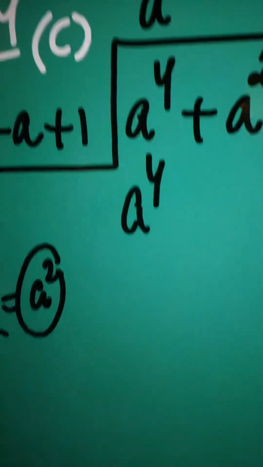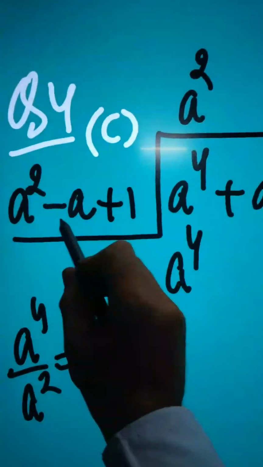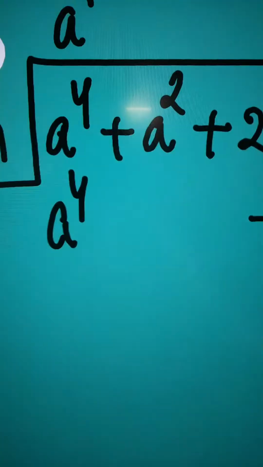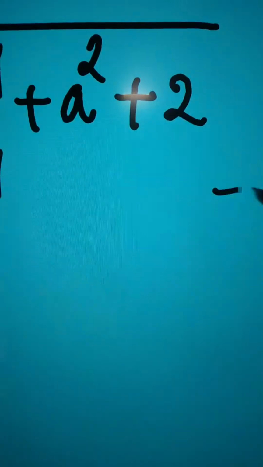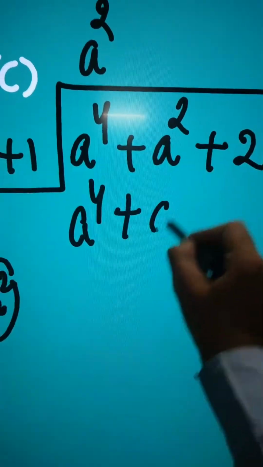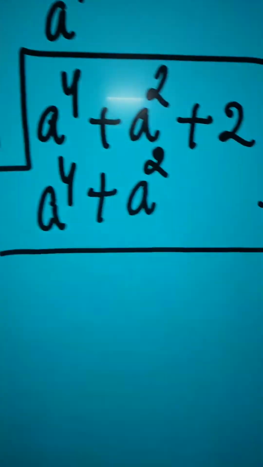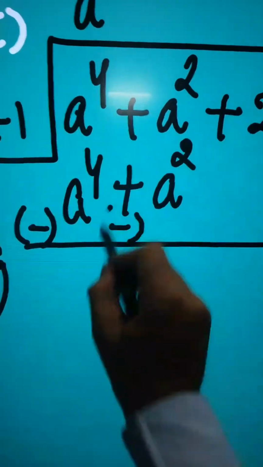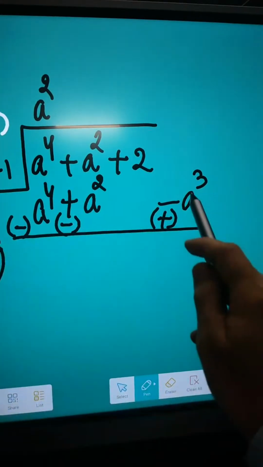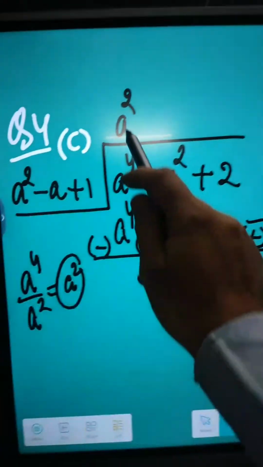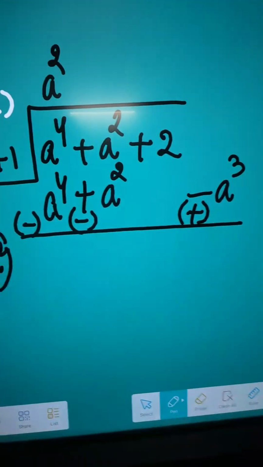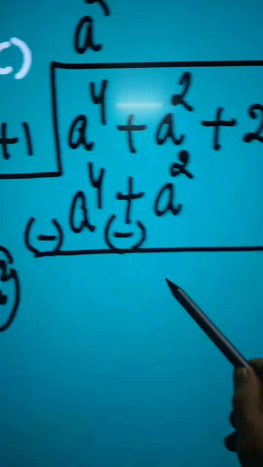A² into a² is a⁴. Minus a into a² is minus a³. I am writing it separately. Then 1 into a² is plus a². Now subtract. So why have I written a³ separately? Because it is an unlike term. And how did I get a³? When I multiply a² with a, it gives me minus a³. And then 1 multiplying a² is a².